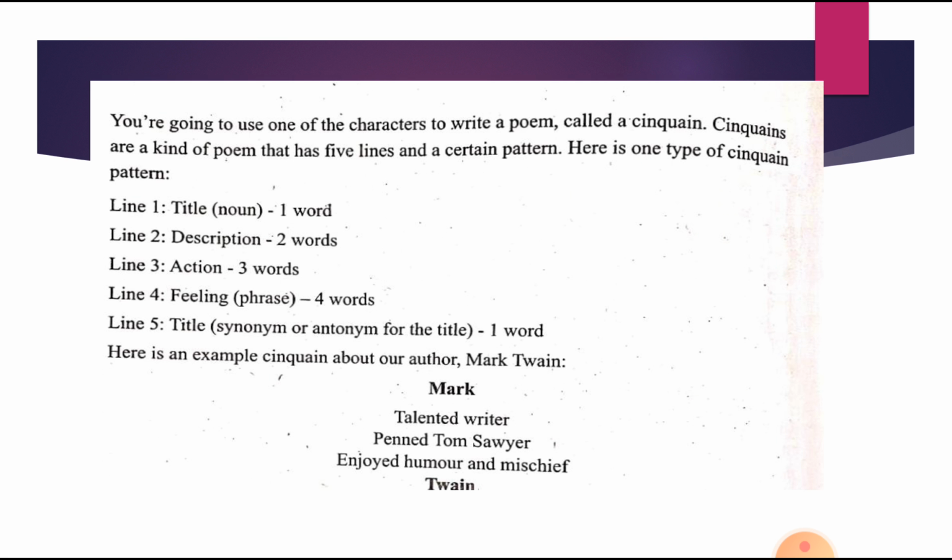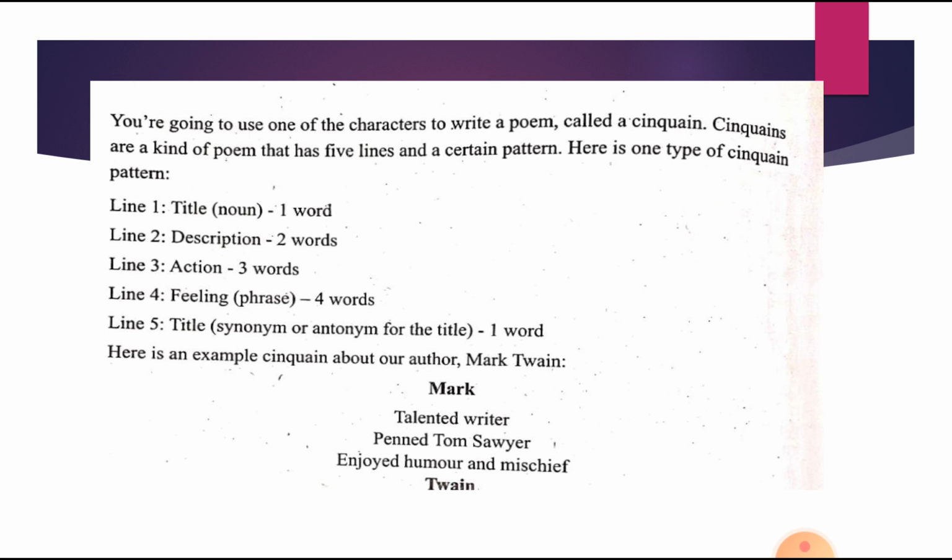Then line 2 is the description, which should be only 2 words. In the third line is action, whatever action is being performed, in 3 words. The fourth line is the feeling phrase, describing feelings in 4 words. On the fifth line, write a synonym or antonym of the title, in 1 word. Here is an example of a cinquain about our author Mark Twain.